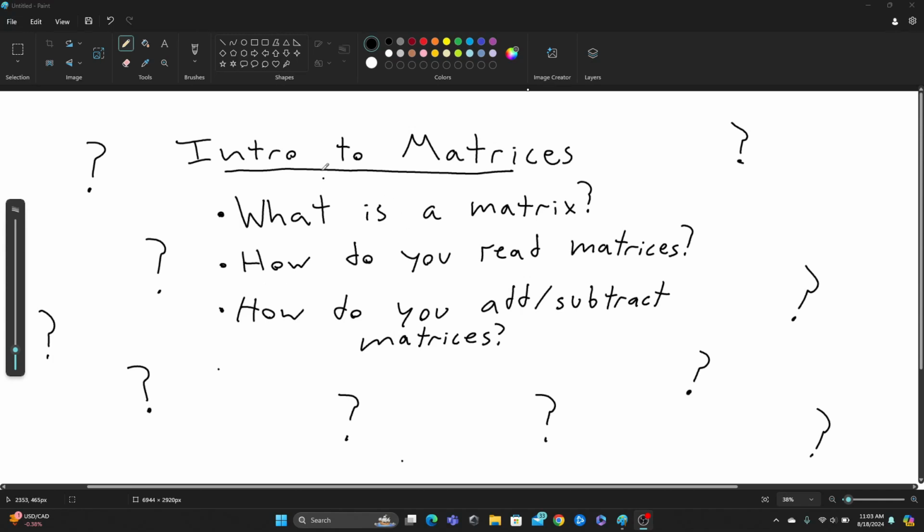Hello and welcome to Matrices. So in today's lesson we're going to be talking about what a matrix is, how you read matrices, and how you add and subtract matrices.